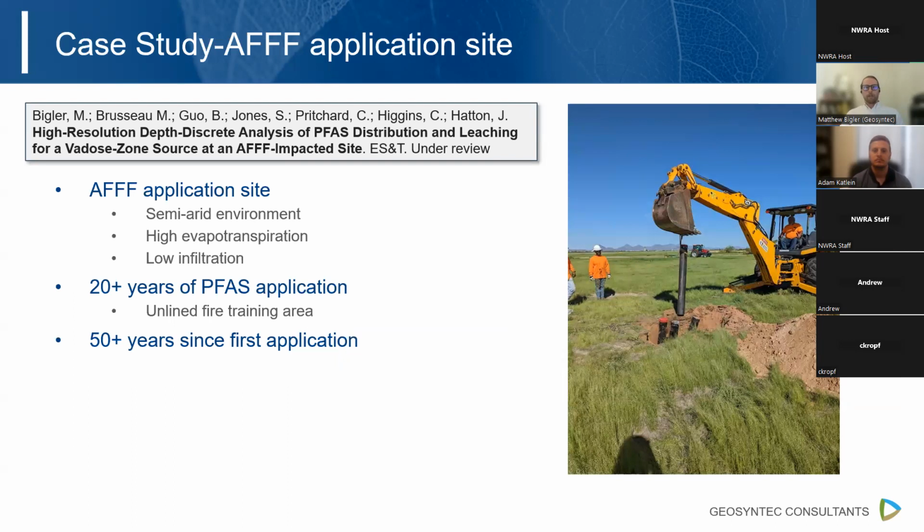So putting it all together, I just want to go through a case study that demonstrates the interrelationship of these fluid flow aspects with our solid phase and air water and our retention aspects of our PFAS. This is based on an upcoming paper called High Resolution Depth Discrete Analysis of PFAS Distribution and Leaching for a Vadose Zone Source at an AFFF impacted site. Essentially, this was an AFFF impacted site. So they sprayed a bunch of aqueous film forming foam all over here because they were doing fire trainings. And they sprayed it for 20 plus years on an online fire training area. And it's been 50 plus years since that first application.